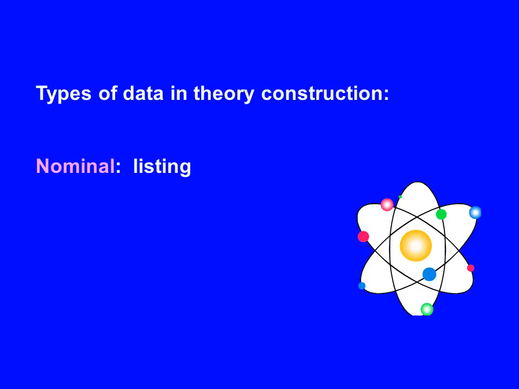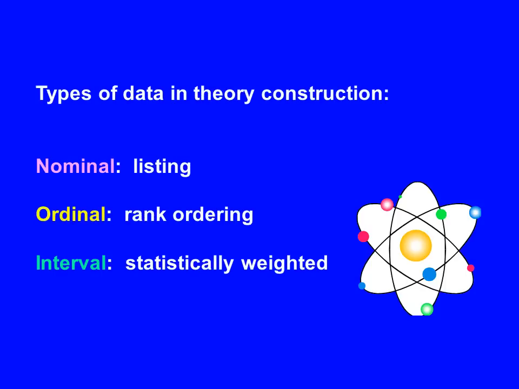And just very briefly, we want to look at the types of data in theory construction. Some of you may have taken the research methodology course ahead of this one, although many of you don't. You usually start with this one. But either way, material or data when you're building a theory is important. And it's generally classified as nominal, ordinal, or interval. Nominal data is a simple listing. Ordinal is rank ordering the data that you have. And interval is statistically weighted information.